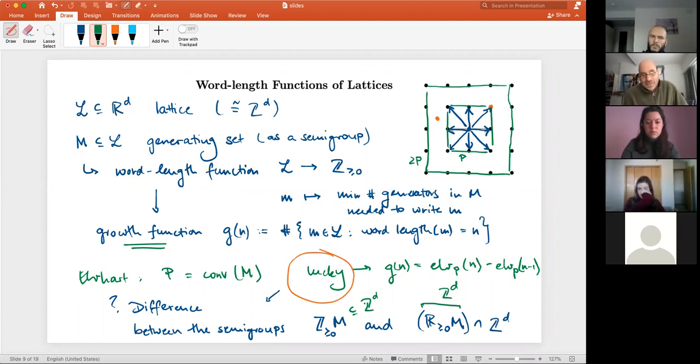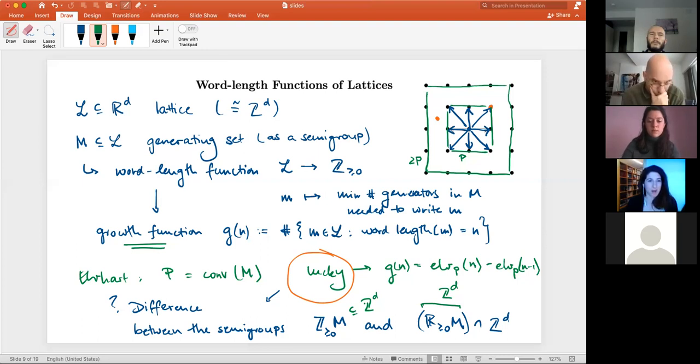Any questions about this? I have a question. Yes, please. What does this generating set M look like? Is there some symmetry we can assume? No, good question. In practice, you will assume symmetry because in practice M comes from something that you're interested in. But nothing stops you from taking this generating set.